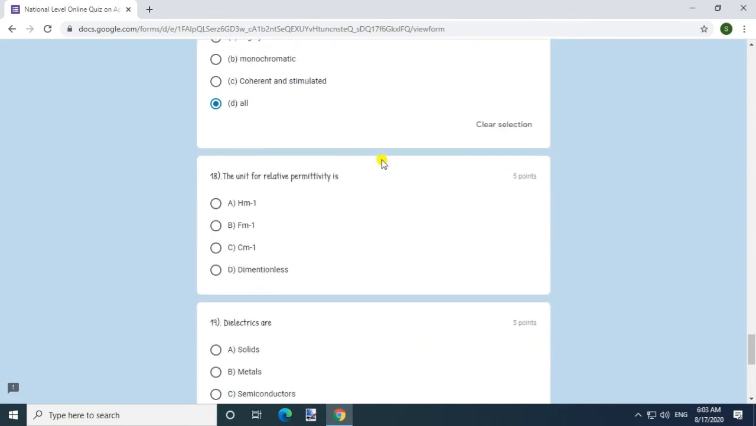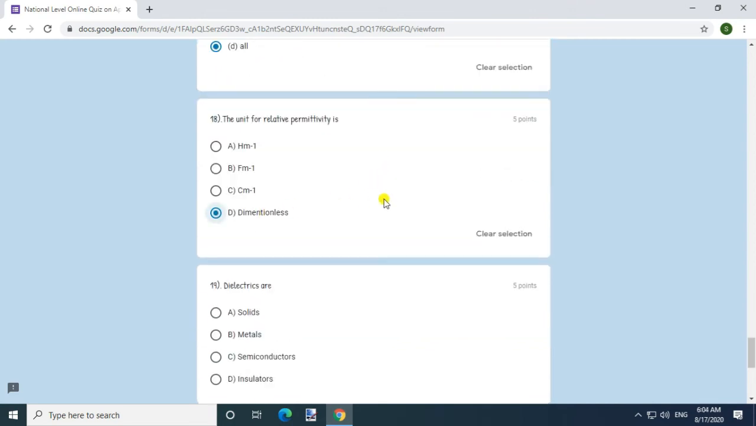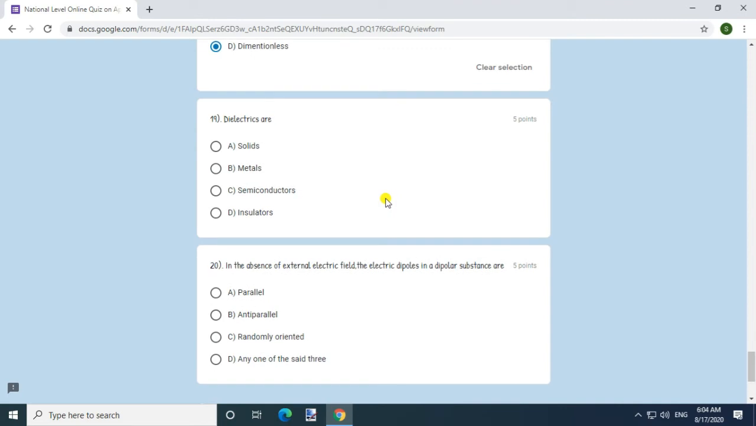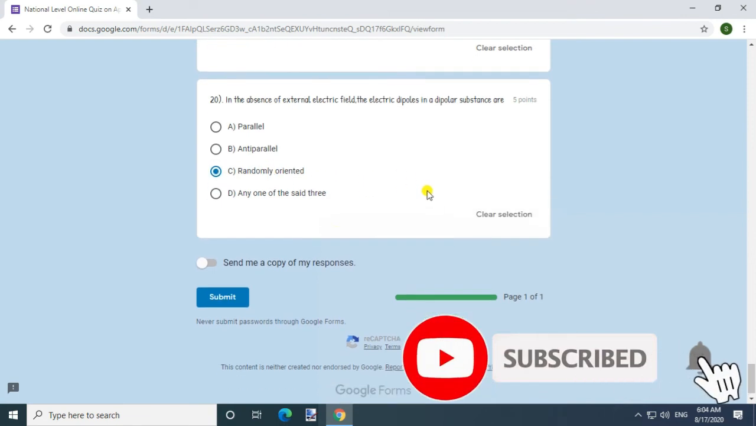Question 18. The unit for relative permittivity is. Answer D, dimensionless. Question 19. Dielectrics are. Answer B, insulators. Question 20. In the absence of external electric field, the electric dipoles in a dipolar substance are. Answer C, randomly oriented.